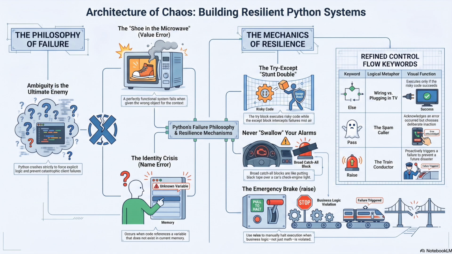So what does this all mean? It means failure is just another data structure. It is just another expected input to be categorized, routed, and managed. And it leaves me with this final thought for you to mull over today.